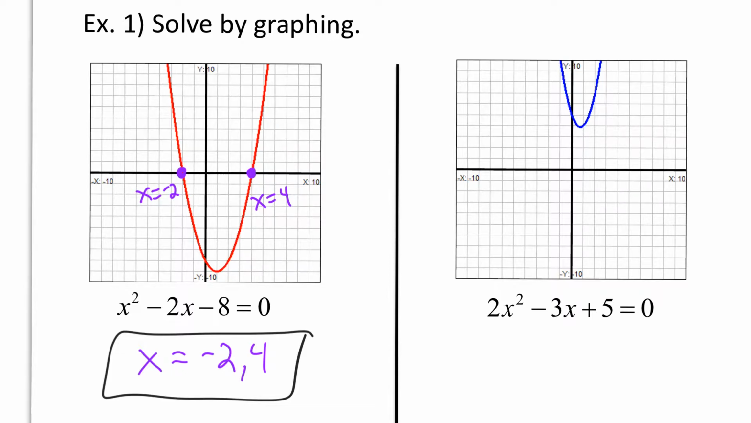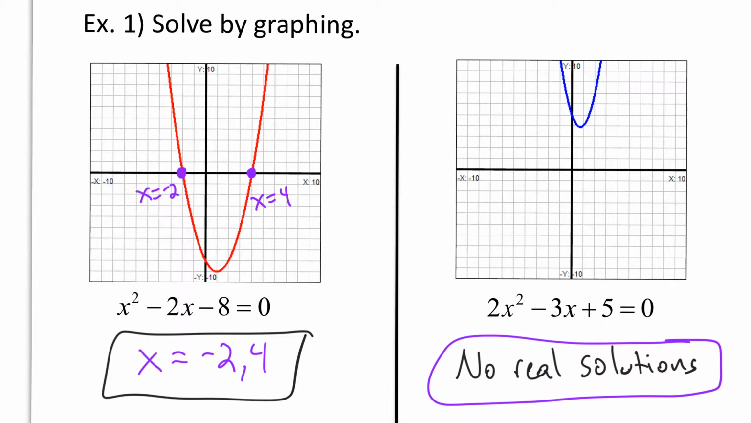Now the next graph, which is this one here, 2x squared minus 3x plus 5 equal to 0. Well, the parabola is up here and is going up. The x-axis is down here. It's not touching the x-axis. So guess what? We have no real solutions because we cannot find where the parabola crosses the x-axis. It doesn't. So we say no real solutions. And we have our answers. So make sure that you know how to read the graph and just look for those x-intercepts.